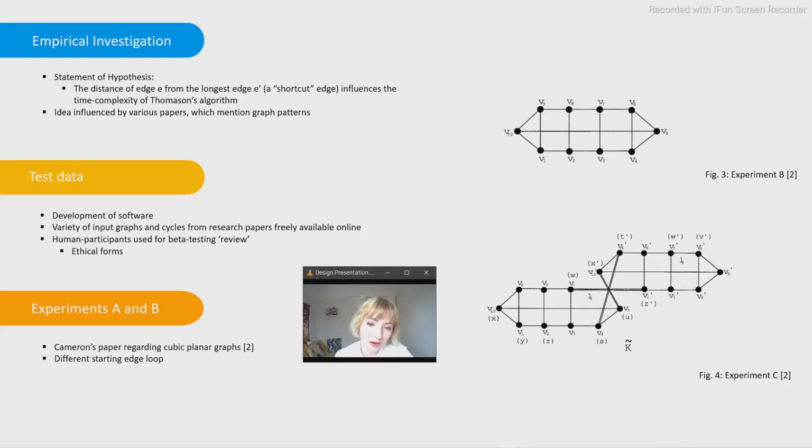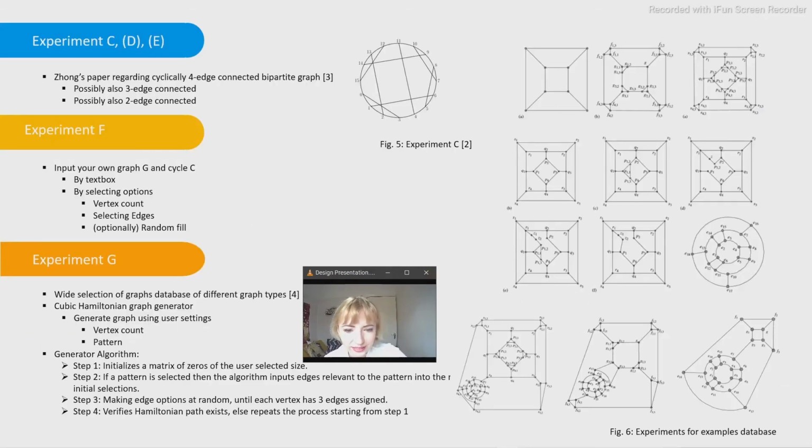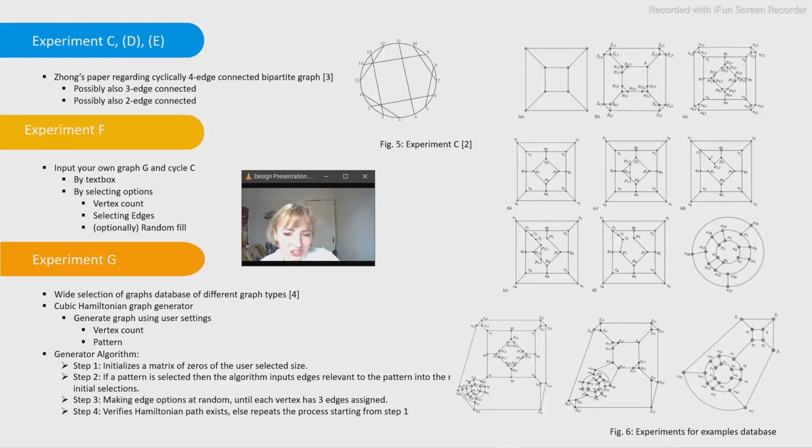The first experiments are based on Cameron's paper, as shown here. There's one graph with 10 vertices and another where 2 of those graphs are connected by 3 edges. The next experiment is Zong's 4-edge connected bipartite graph. As you can see in the structure, there are 4 shortcut edges within it that form slightly longer shortcuts. The next part is when the user can input their own graph, as I already mentioned.